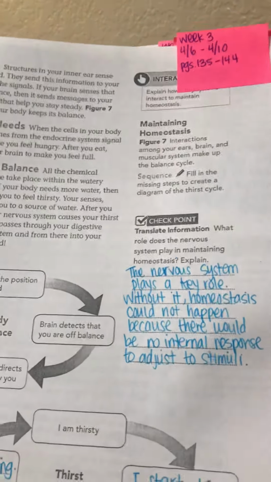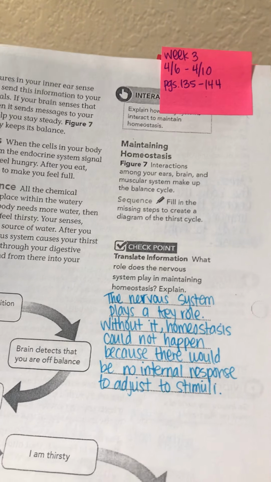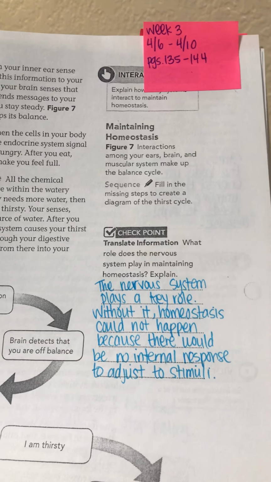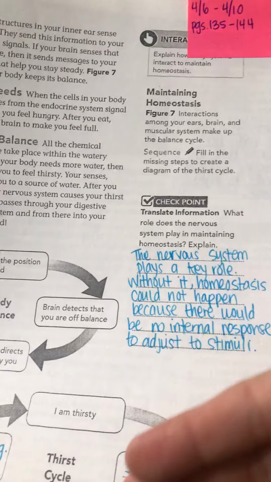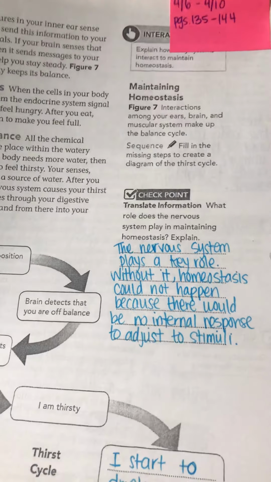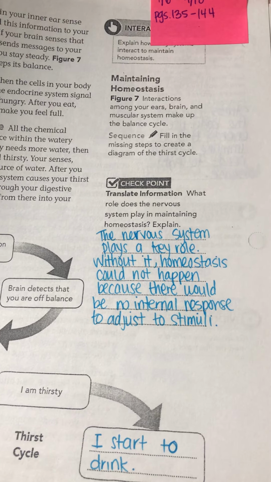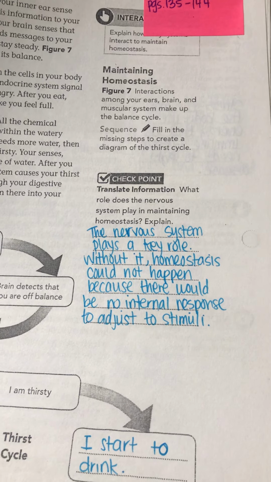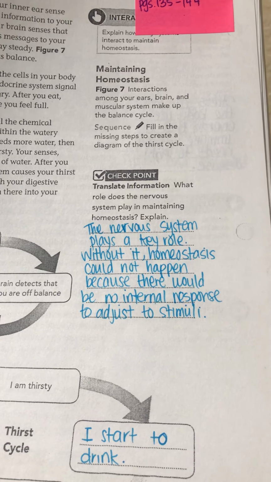So here is page 135. They had a question right here. At any time, if there's a star next to the question, that means that you could have other types of answers, most likely. So if your answer isn't the same as mine, you can always change and update your answer. So for this question, what role does the nervous system play in maintaining homeostasis? Explain. So the nervous system plays a key role. Without it, homeostasis could not happen because there would be no internal response to adjust to stimuli.